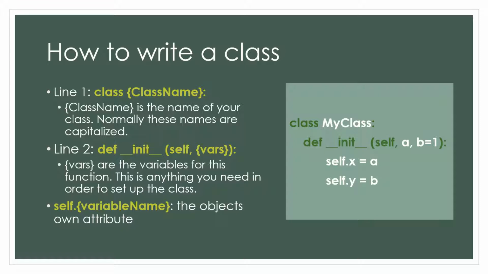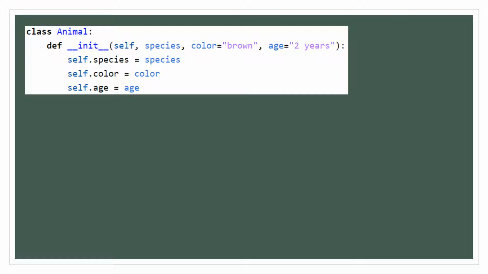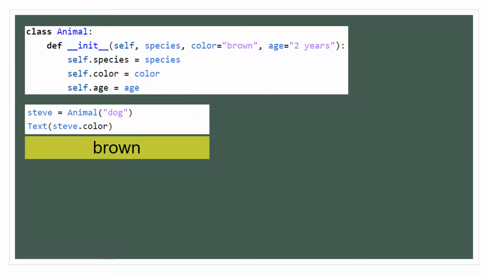So let's take a look at an example. Alright, so I wrote a class called Animal. This animal has 3 attributes: species, color, and age. As you can see, the species variable is required. Color and age have default values of brown and 2 years, respectively. When we create an animal using this class, we can call it like so. Here, we use the class name, Animal, and pass in the required species variable, which we set as dog. Since we don't pass in the color or age, Steve, our dog, is brown.